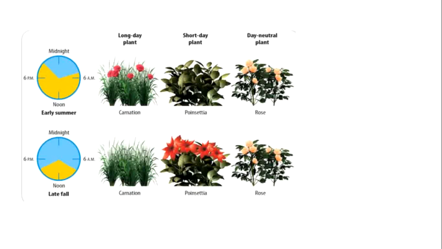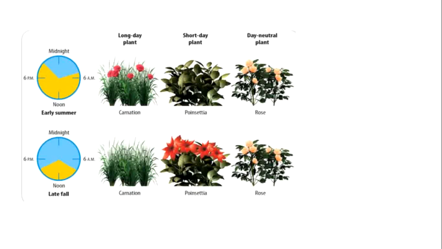Short day plants actually require 12 or more hours of darkness for flowering to begin. An example of a short day plant is the poinsettia shown here. These are flowers that grow in late summer or early fall, when the number of hours of daylight is decreasing and the number of hours of darkness is increasing.